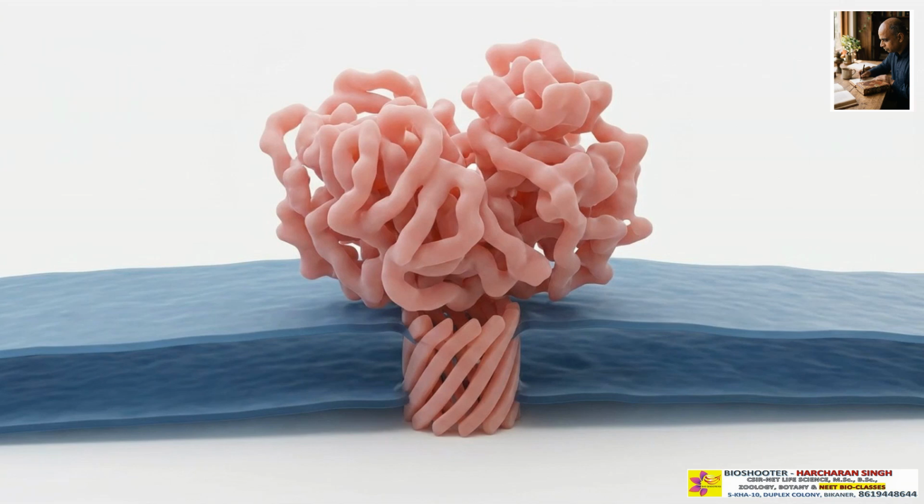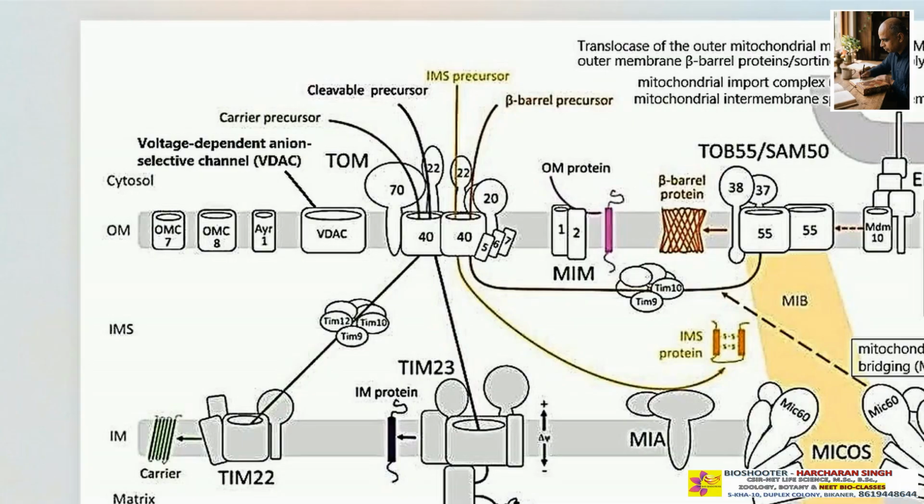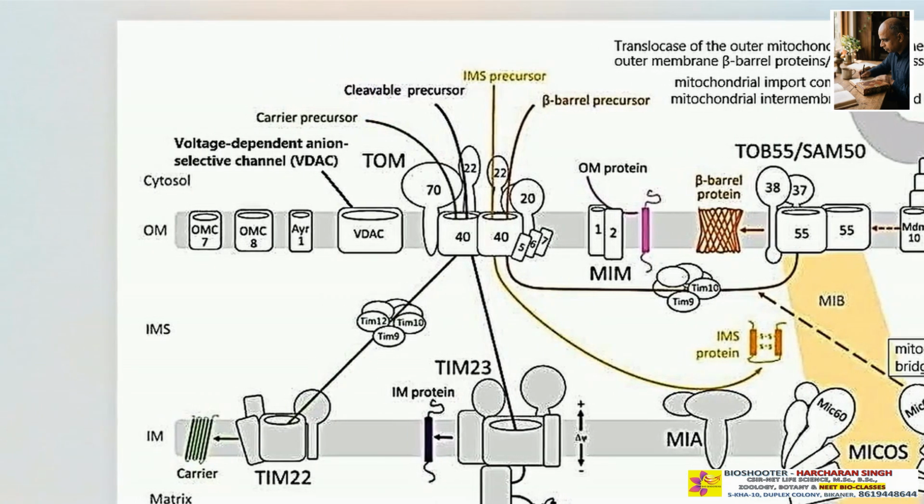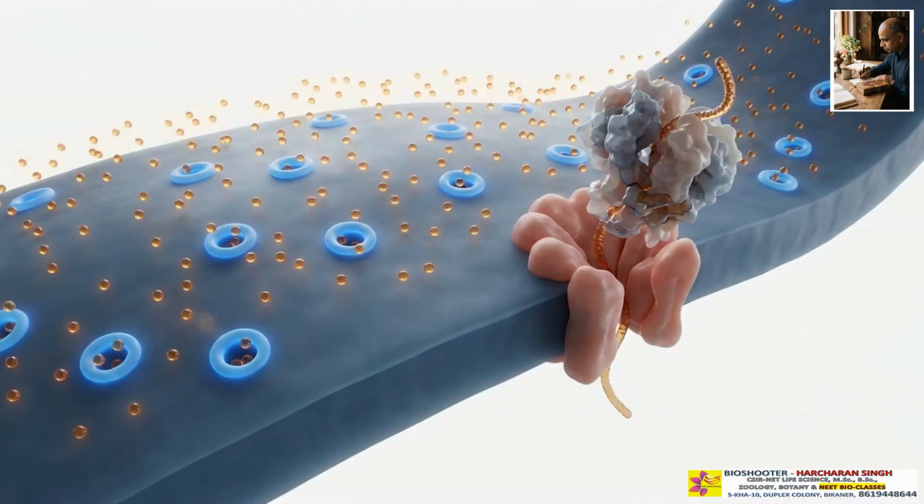They need a dedicated transport mechanism. This diagram maps that mechanism. In the upper left, we see the TOM complex, the translocase of the outer membrane. It acts like a selective gatekeeper, recognizing specific transit sequences on precursor proteins and actively feeding them through the outer membrane. While the outer membrane provides a structural shell, its primary function is a biochemical gateway, dictating exactly which raw materials enter the power plant.